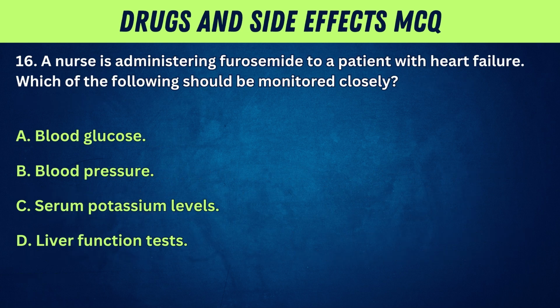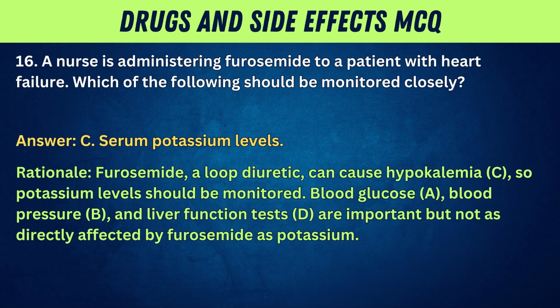16. A nurse is administering furosemide to a patient with heart failure. Which of the following should be monitored closely? A. Blood glucose. B. Blood pressure. C. Serum potassium levels. D. Liver function tests. Answer: C. Serum potassium levels. Rationale: furosemide, a loop diuretic, can cause hypokalemia, C, so potassium levels should be monitored.